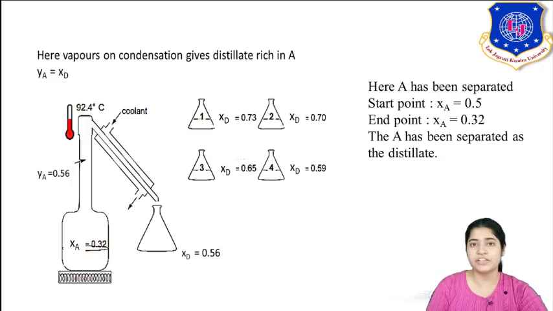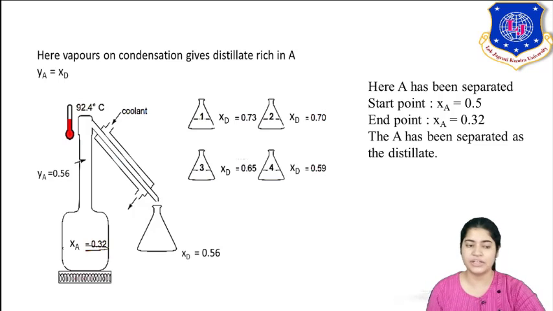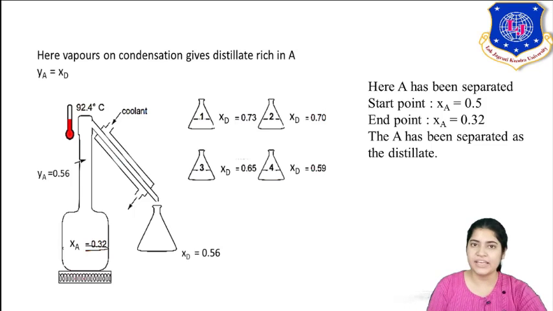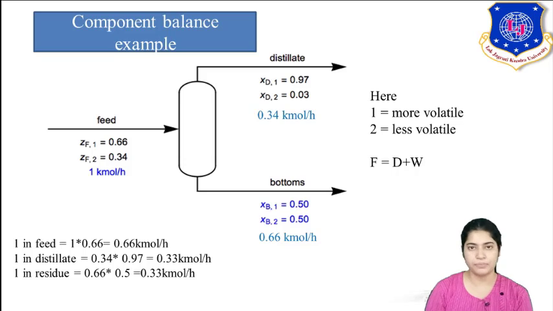The vapor phase mole fraction of A, I am only condensing it and converting it into liquid form. So YA is XD. In the vapor phase, whatever the composition of A was, it is the same in your condensed distillate. So YA is equal to XD. Don't get confused by the notations here. Just understand that the vapors I am taking out are of the more volatile component A, and on condensing they give a liquid phase distillate with the same composition as the vapor phase. Now take an example of a component balance.